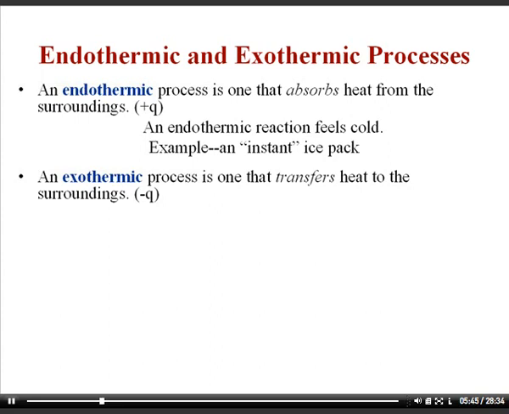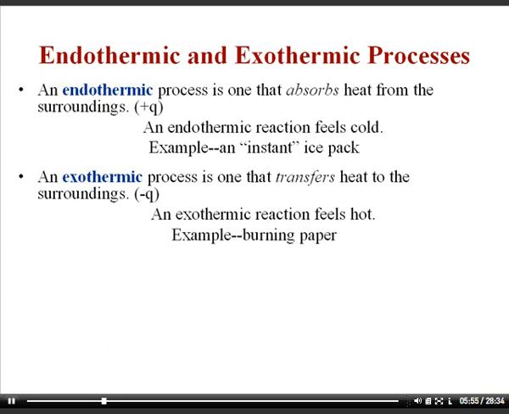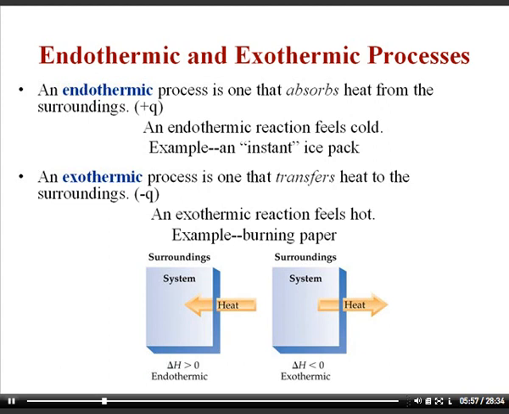For an exothermic reaction, it would be the opposite. It transfers heat to the surroundings, so you would have a negative Q value, and that reaction would feel hot. So when you burn paper, that's an exothermic reaction because you can feel the heat that's given off. And there's a little picture of the heat going in or the heat coming out. Now they use the symbol H or delta H for endothermic and exothermic. So delta H will be positive if it's an endothermic reaction, and it will be negative if it's an exothermic reaction. Now Q and H are almost the same type of variable, and we'll discuss that on a later slide.